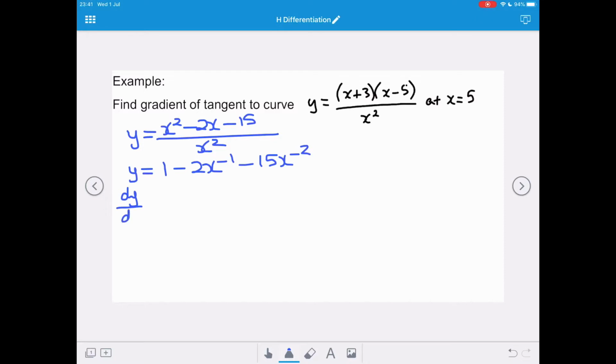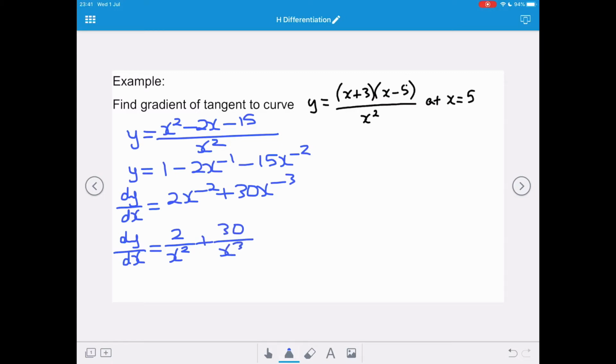So dy by dx, or the derivative of y with respect to x, is going to equal 2x to the power of negative 2 plus 30x to the power of negative 3. And we're going to rewrite that with positive powers. So dy by dx is going to equal 2 over x squared plus 30 over x cubed. Now we need to evaluate that derivative to find the gradient of the tangent of the curve by substituting in x equals 5.